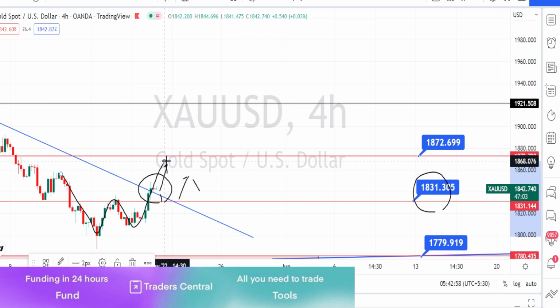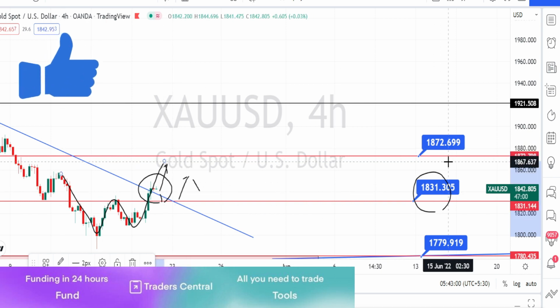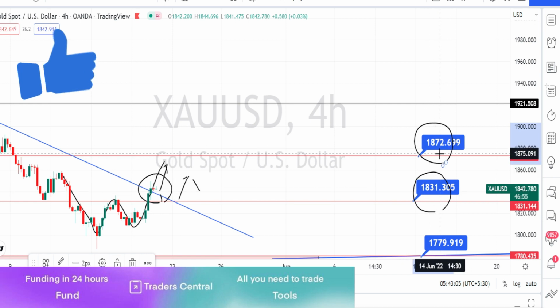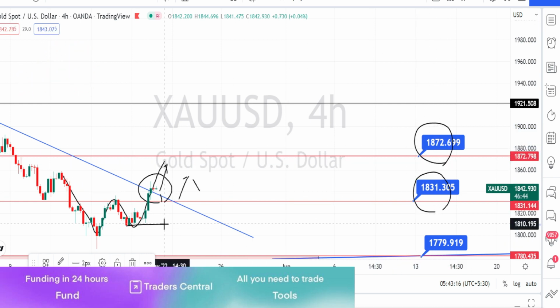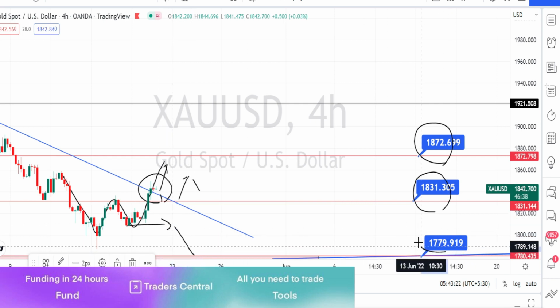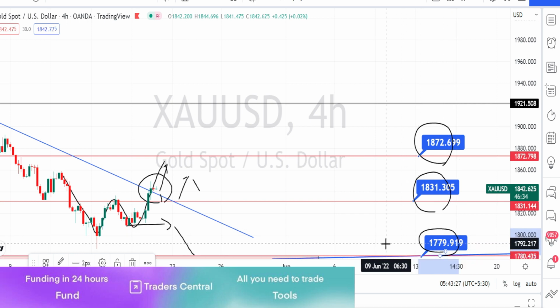So if it is to complete its double bottom pattern, it has to retest the next level of resistance, which is going to be around 1872. And if the price action breaks this previous low, then it is a bearish trend reversal, where we can expect it to retest the higher time frame support level of 1780.